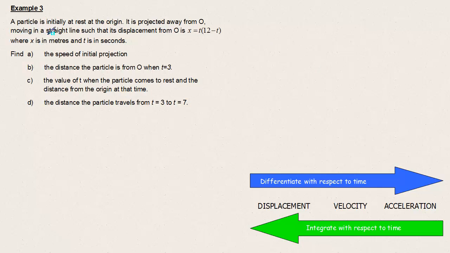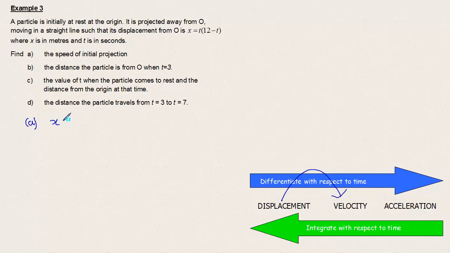A particle is initially at rest at the origin. It is projected away from O, moving in a straight line such that its displacement from O is x = t(12 − t), where x is in meters and t is in seconds. We want to find the speed of initial projection. So, we're given a formula for displacement and we want velocity.